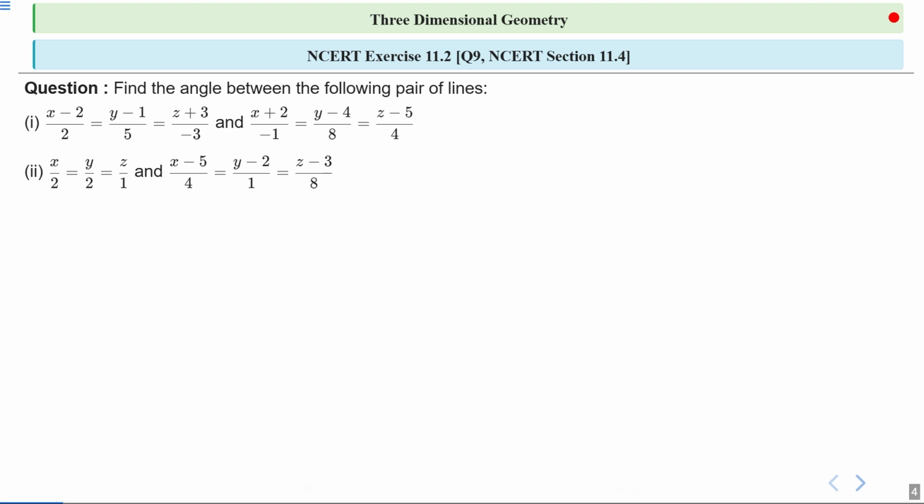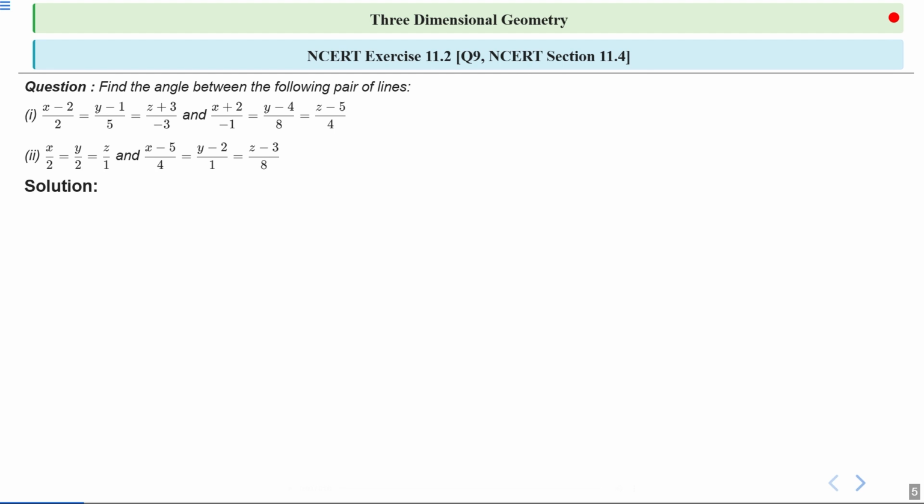This question says find the angle between the following pairs of lines. First, (x minus 2) upon 2 is equal to (y minus 1) upon 5 is equal to (z plus 3) upon minus 3, and (x plus 2) upon minus 1 is equal to (y minus 4) upon 8 is equal to (z minus 5) upon 4. And second, x by 2 is equal to y by 2 is equal to z by 1, and (x minus 5) upon 4 is equal to (y minus 2) upon 1 is equal to (z minus 3) upon 8, right? So we have to find the angle between the given pair of lines. Okay, so let's start the solution.